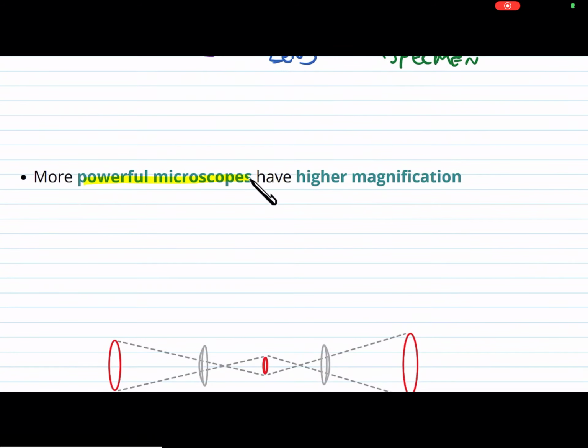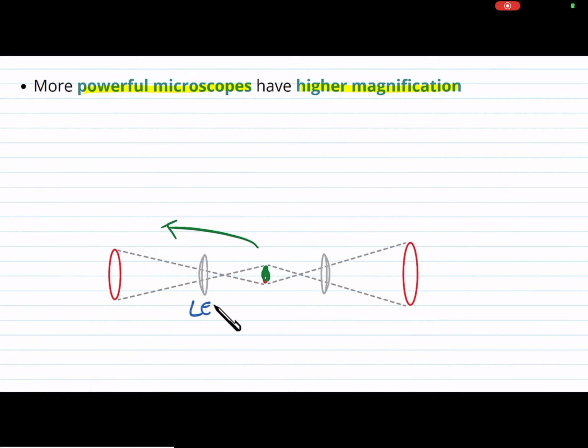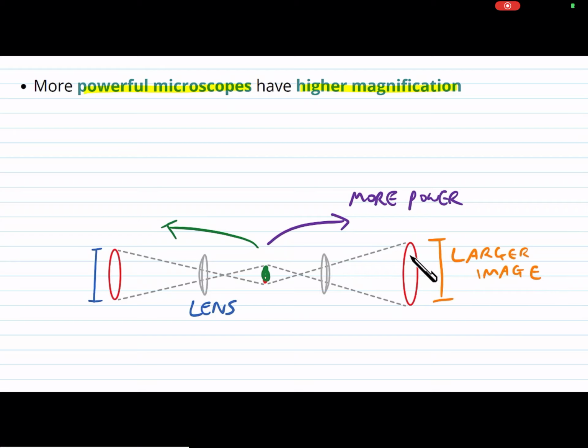The more powerful the microscope is, the greater its magnification. If we had that specimen again here in the middle and passed it through this lens, we end up with a particular image size which corresponds to this. If we use a slightly more powerful microscope and pass the specimen through a lens again, we end up with an image which is greater. And with a larger image, we can see more detail than with a smaller image. This means that the lens is more powerful, and this means that the magnification is greater.